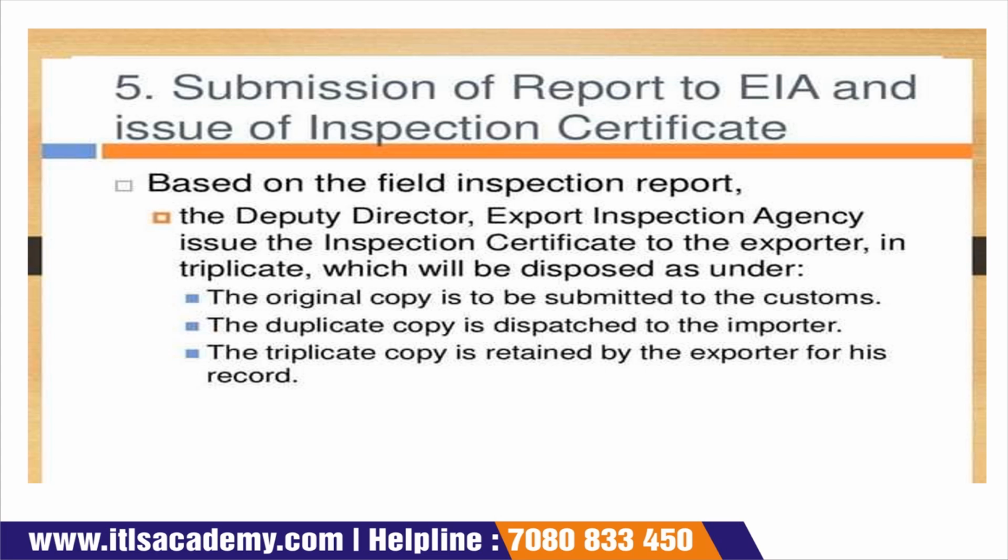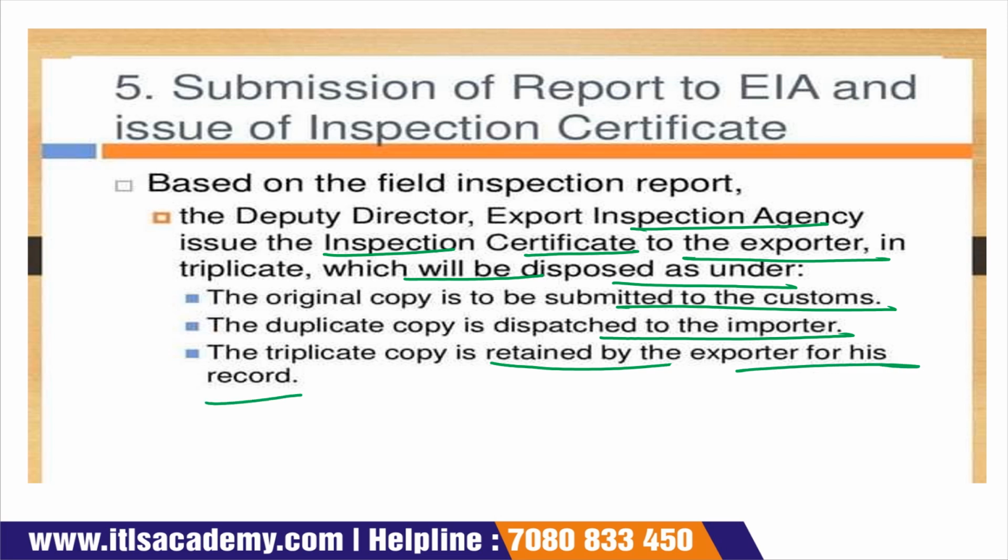Submission of report to EI and issue of inspection certificate. Now, based upon the field inspection report, the Deputy Director of the Export Inspection Agency issues the inspection certificate to the exporter in triplicate, which will be disposed as under. Original copy is submitted to the customs. Duplicate copy is dispatched to the importer, and the triplicate copy is retained by the exporter for his record.